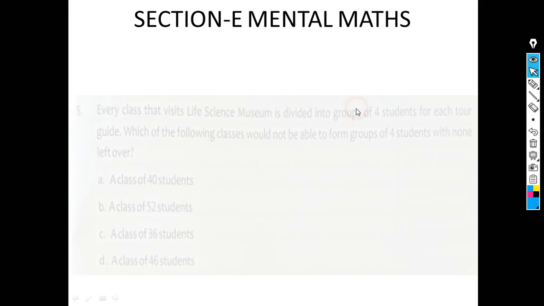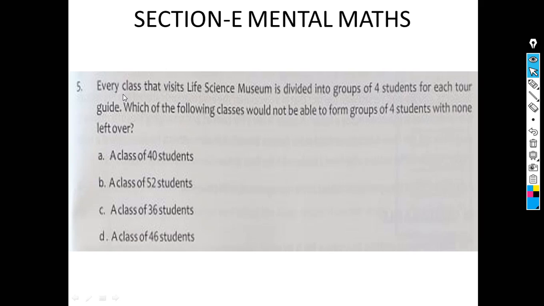Next question is 5th. It says every class that visits the Life Science Museum is divided into groups of 4 for each tour guide. Which of the following classes would not be able to form groups of 4 with none left over? Now this is the key point: would not be able to form groups, and none left over. So we will follow the same procedure which we followed for the 4th question.